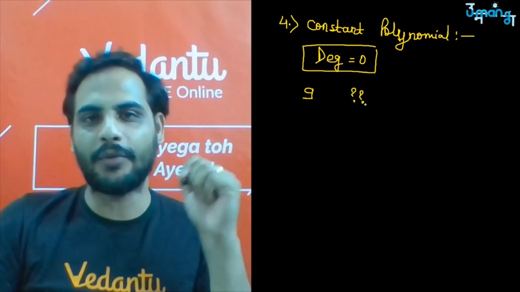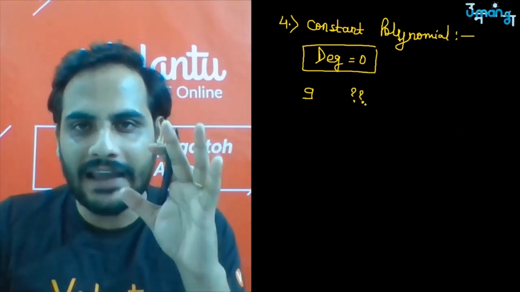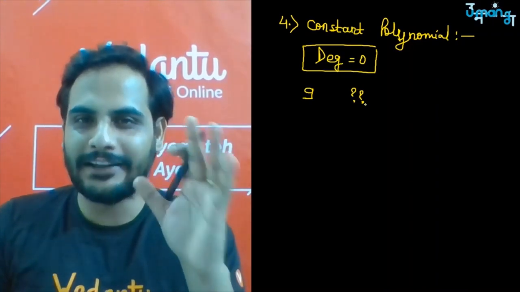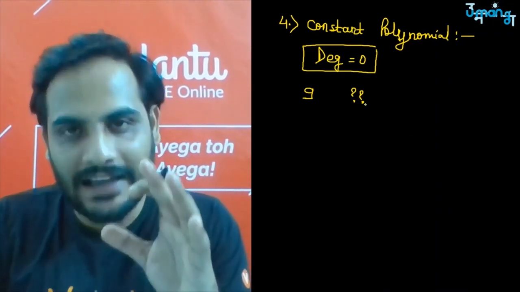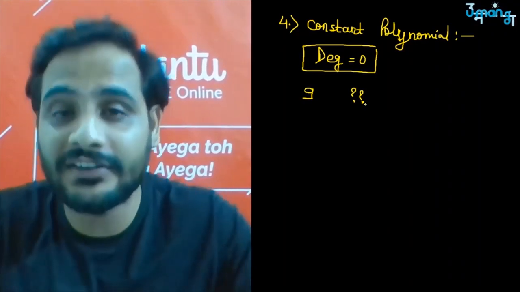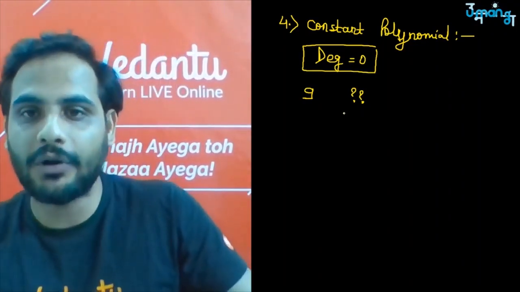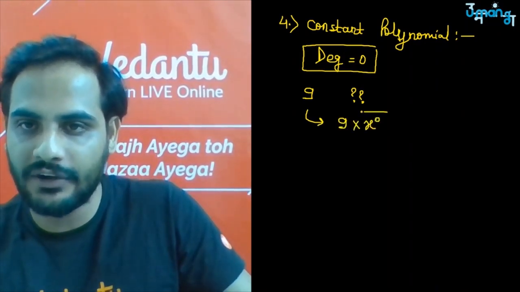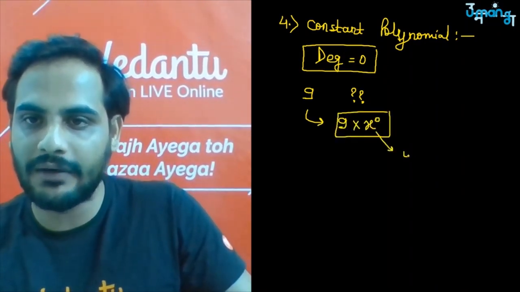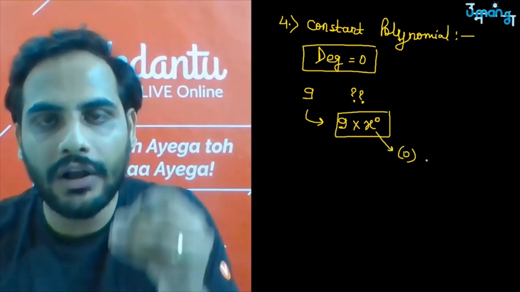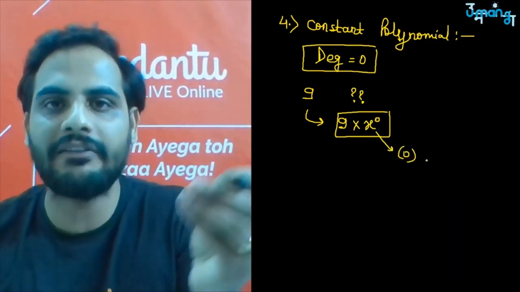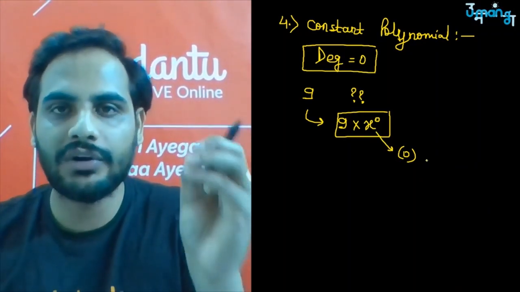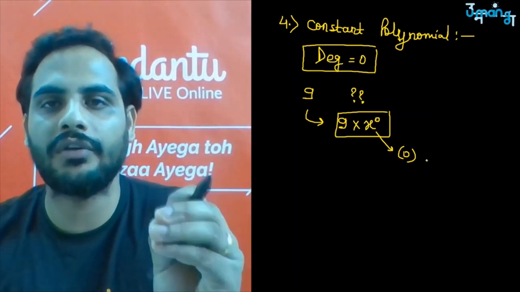Let me know in the chat box. Is 9 a polynomial? I think all of you are telling me the correct answer. 9 is a polynomial, and especially it is a constant polynomial, because 9 I can write as 9 into x raised to the power 0, and you can see in this term the highest power of the variable is 0. So all the constant numbers, only numbers, are called your constant polynomials.